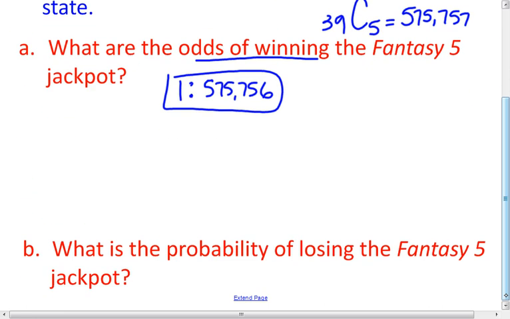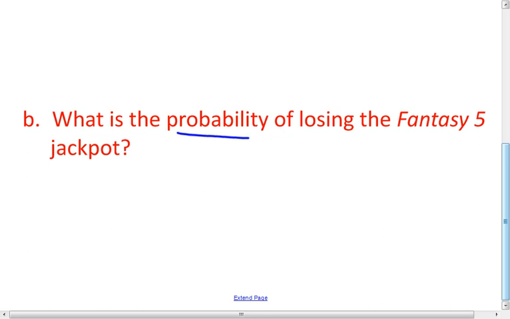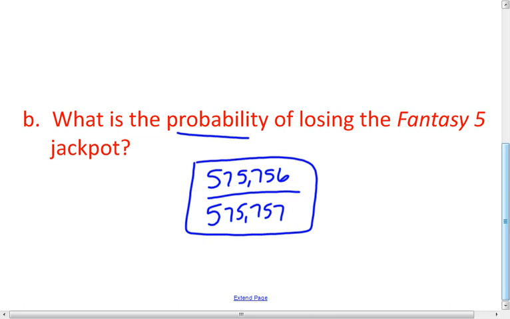Let's see. And then down here, what is the probability of losing? Now be careful because I'm asking you for probability. Notice I'm switching that up along the way. Again, there are 575,756 losing numbers out of, when we do probability, we want the total. And so it should look something like this.